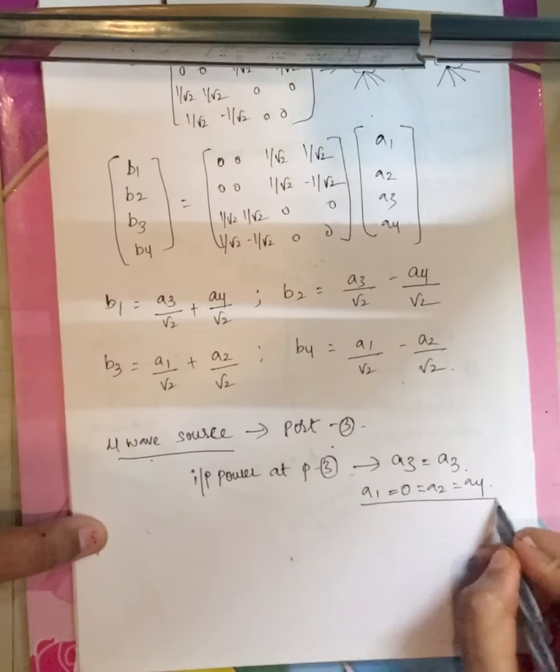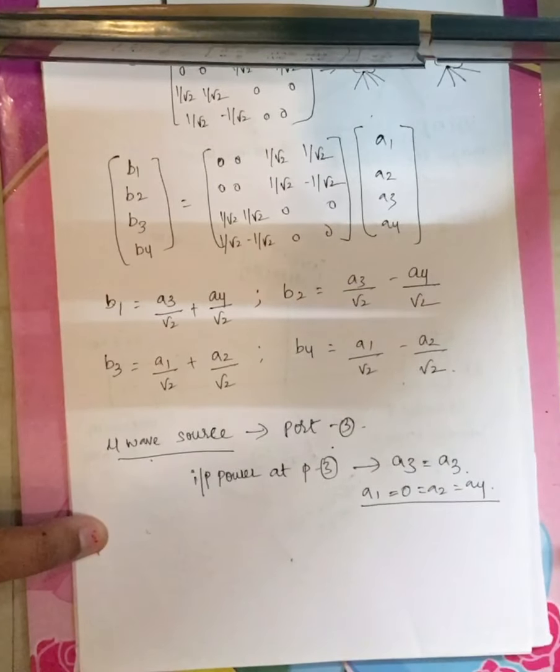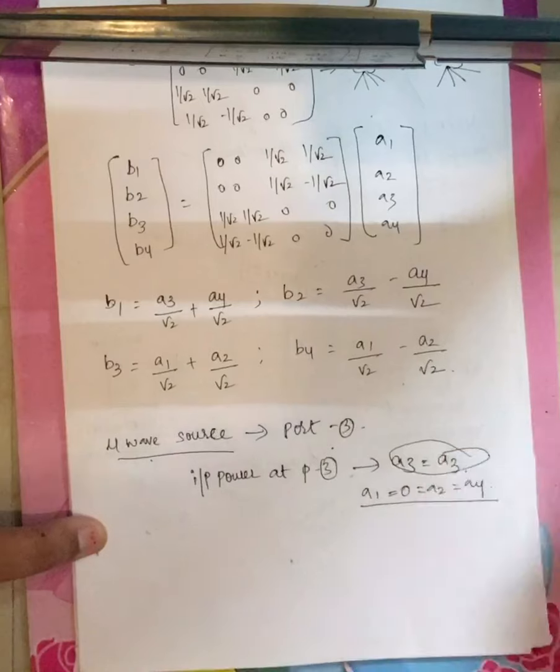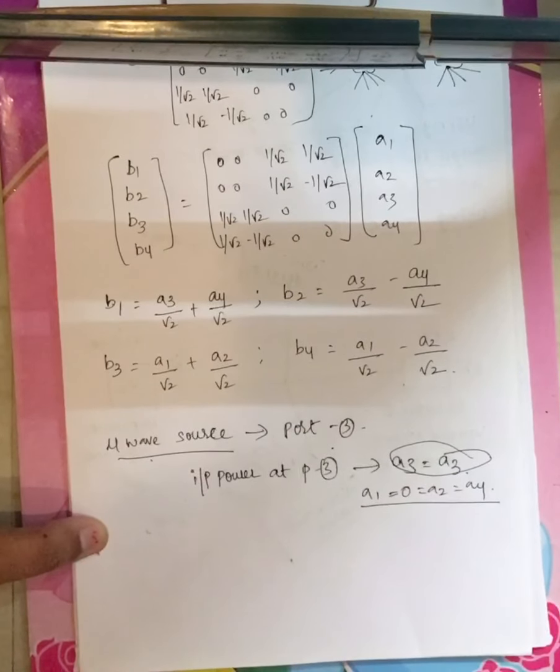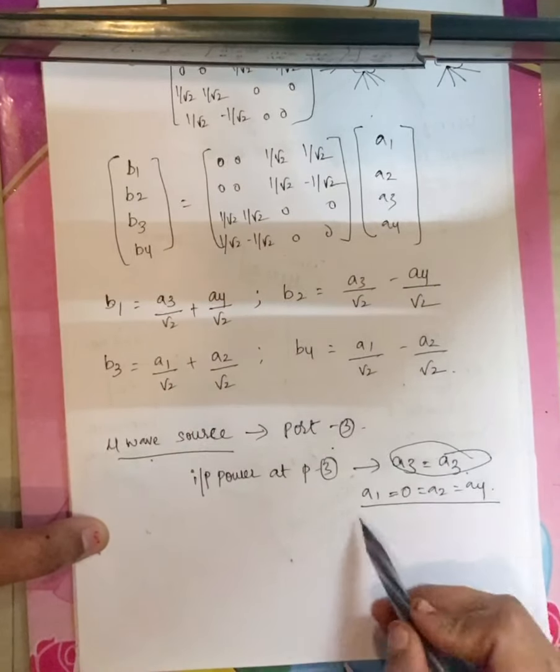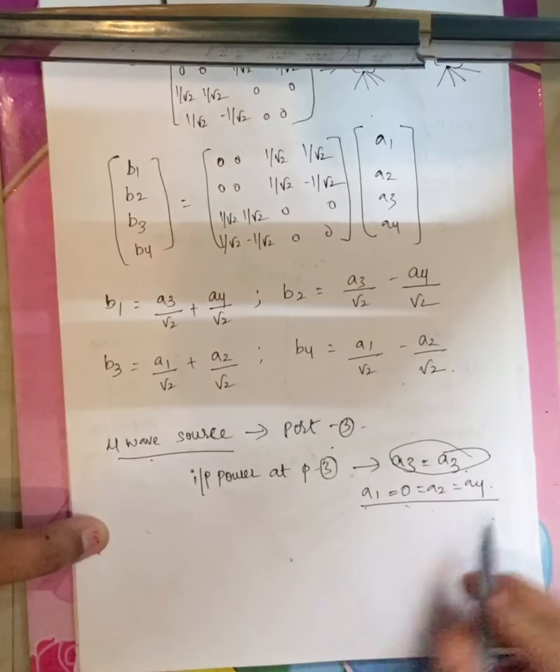Now why are all these equal to 0? Because the microwave source is connected only at port 3, the H-arm. That will generate a signal, and that incident power is represented by A3, right? We don't have any microwave source at port 1, port 2 and port 4. That's why A1 is 0, A2 is 0 and A4 is 0.